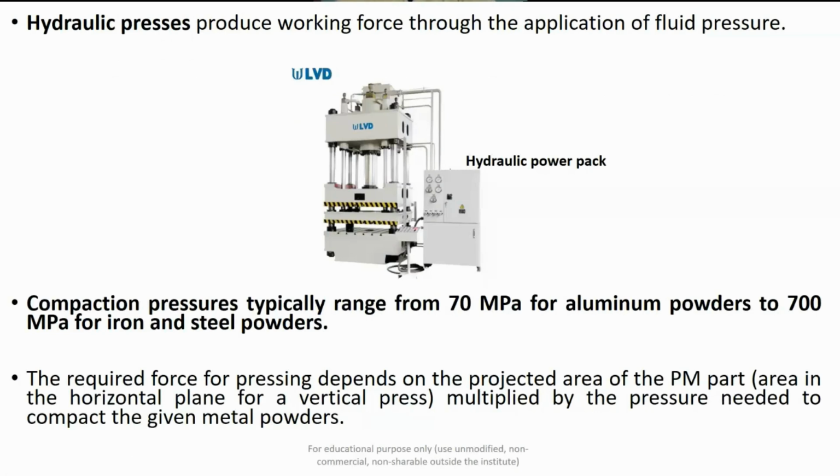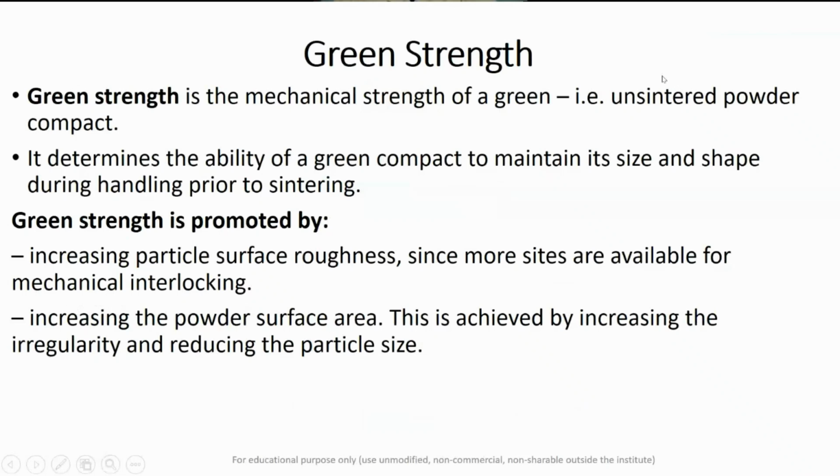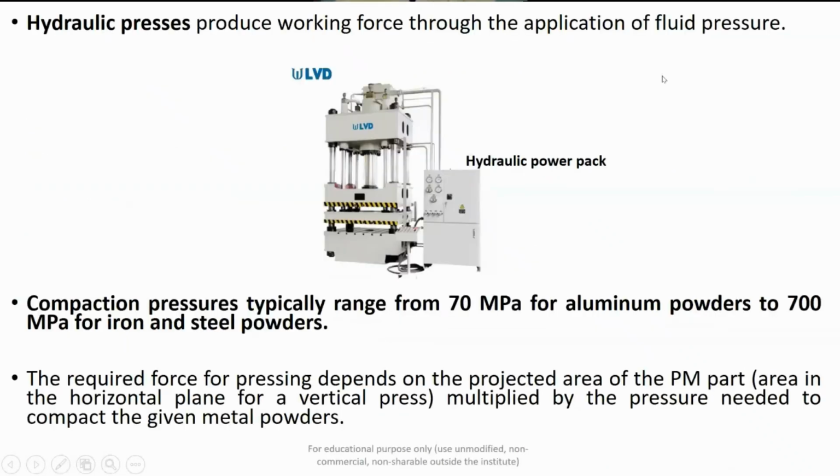Therefore, we have another type of press, which is called the hydraulic press, and it produces the working force with the application of fluid pressure. Here you can see that you have a central slide, the main slide, and its movement is controlled with the help of this hydraulic power pack, which is filled with hydraulic oil of a specified grade.